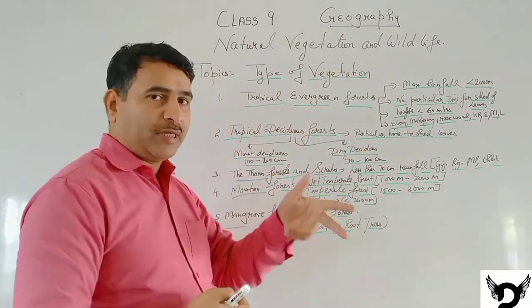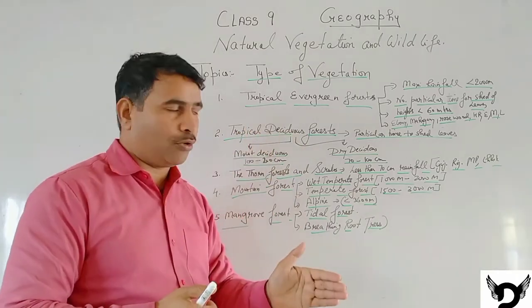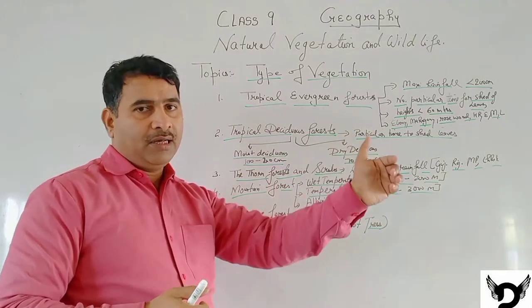They are categorized into two types. Moist, that means places with 100 to 200 centimeters of rainfall. Dry deciduous, that means 70 to 100 centimeters of rainfall.